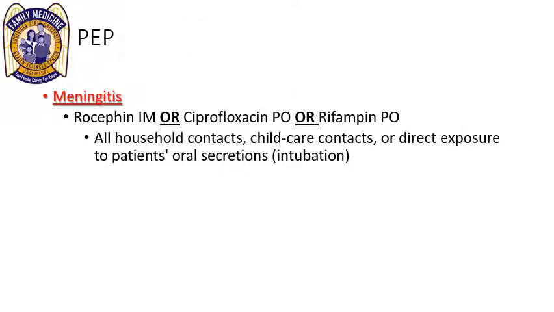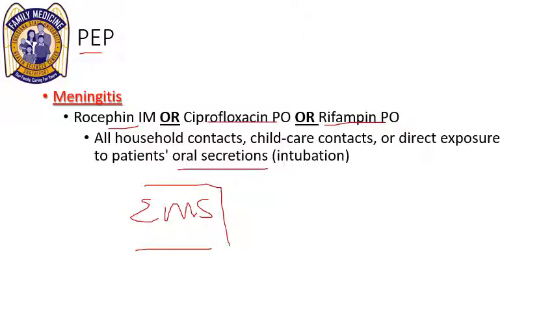So let's talk about post-exposure prophylaxis, or PEP. So for meningitis, you're going to use Rifampin PO or Cipro PO. So all household contacts, child care contacts, or direct exposure to patients' oral secretions. Now this includes EMS, okay? So if you have a patient that comes in that has a confirmation of meningitis, then you need to let the EMS people know if they came by EMS, as well as the family.